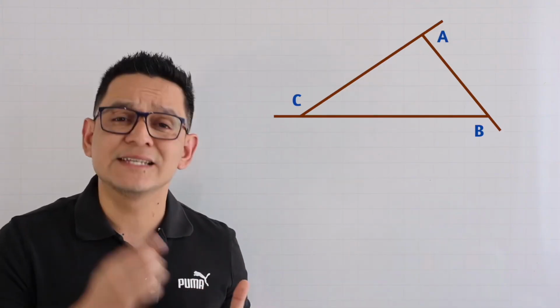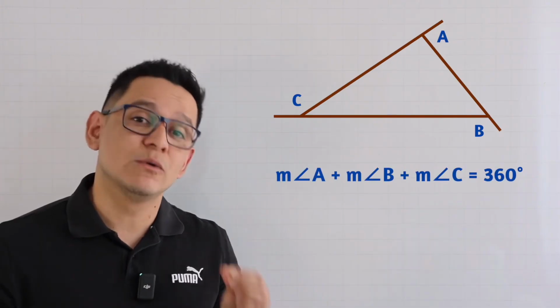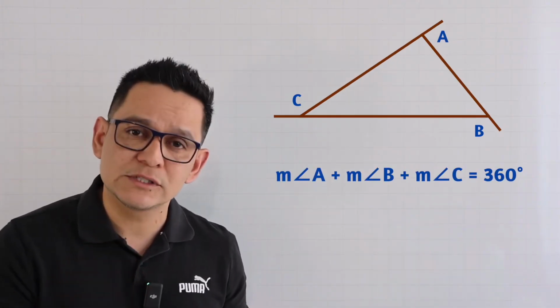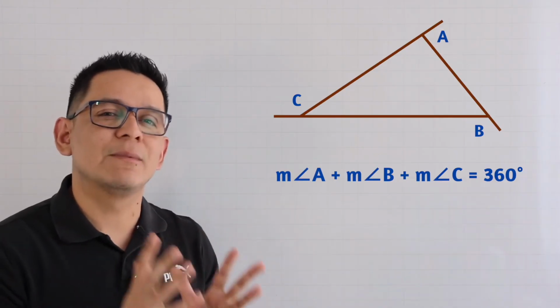According to the theorem, if we add the measure of angle A, the measure of angle B, and the measure of angle C, it has to add up to 360 degrees. That's what the theorem is talking about.